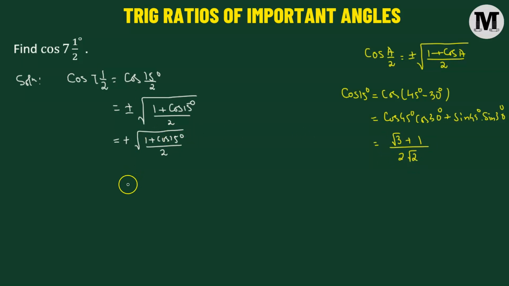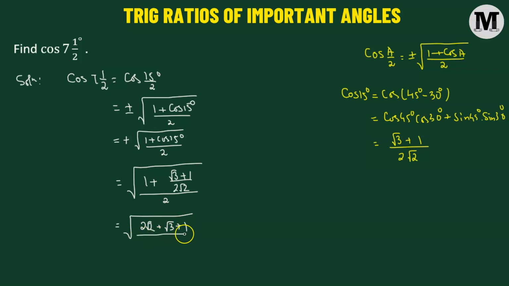That means we should now get the square root of, we have 1 plus square root of 3 plus 1 divided by 2 times square root of 2, whole divided by 2. And this should give us the square root of, we have 2 times square root of 2 plus square root of 3 plus 1, divided by 4 times square root of 2.